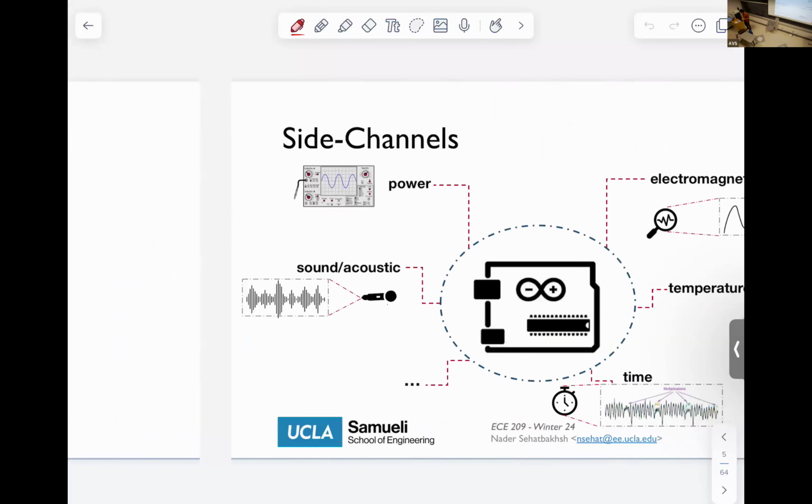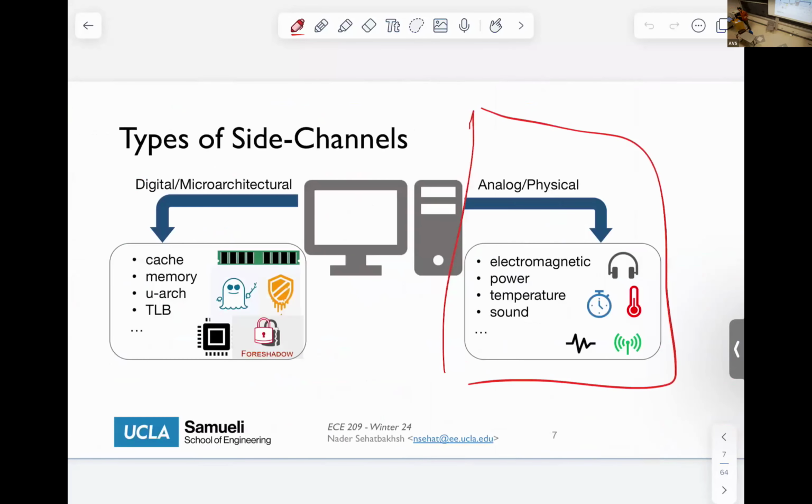And I explained various different types of side channels, two types, and I said that we're going to mainly focus on the analog or physical one. Examples of analog physical side channels are electromagnetic side channels, power side channels, temperature, sound, generally any sort of physical signals created as a result of the computation. That is considered a physical side channel.